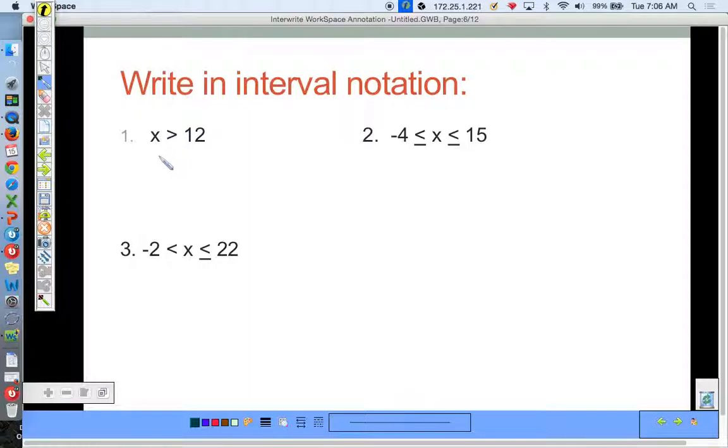Alright, so x is greater than 12, so 12 is our smallest, and it doesn't include it, so I'm going to put parenthesis 12 to infinity. Where on this one they are included, so we'll use those brackets, -4 to 15. And one thing you'll notice, infinity always has the parenthesis next to it. So this one here, it doesn't include -2, but it includes 22, so we'll put a bracket there.